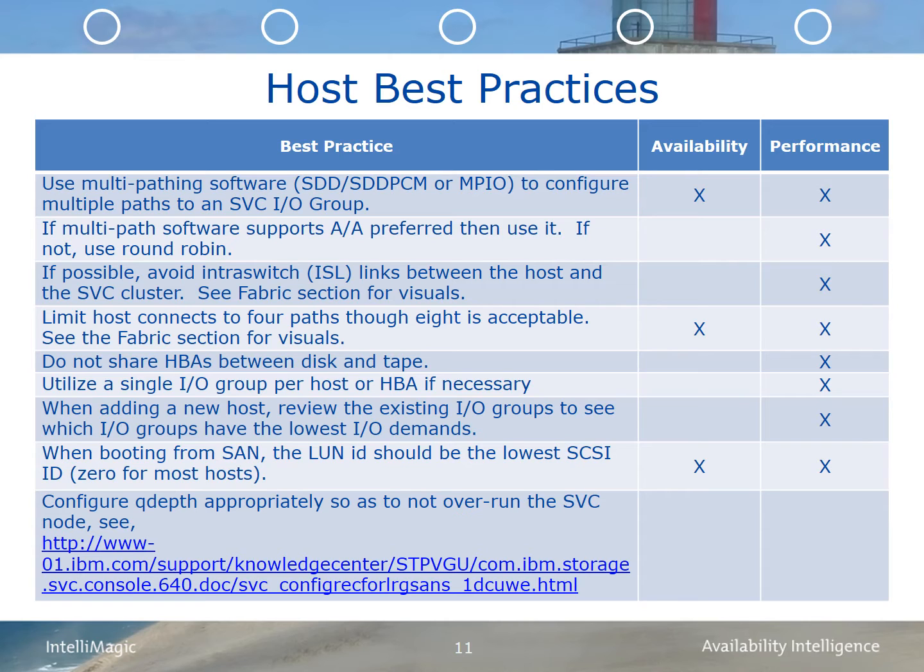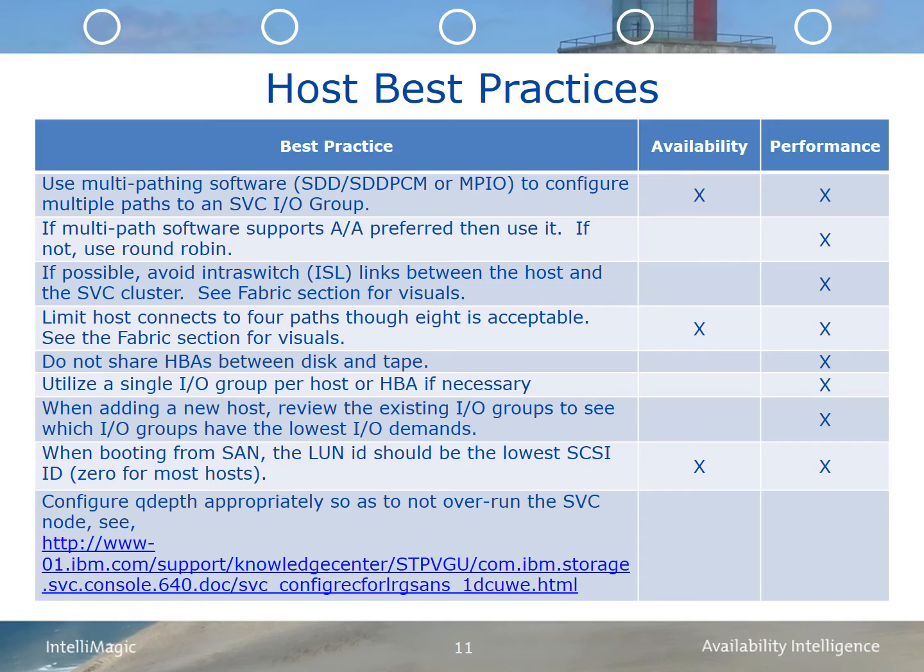Use an IBM developed or native multipathing software to configure multiple paths to an I/O group. This will increase the availability by adding more than one path to the storage, and will also provide the performance benefits associated with an increase in bandwidth between the host and the IBM SVC controller.